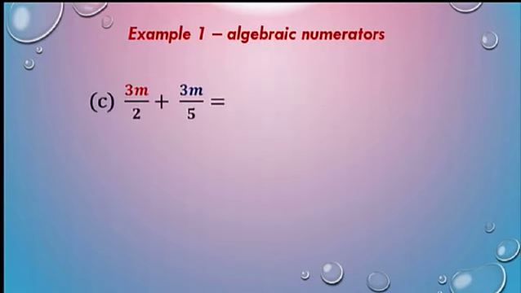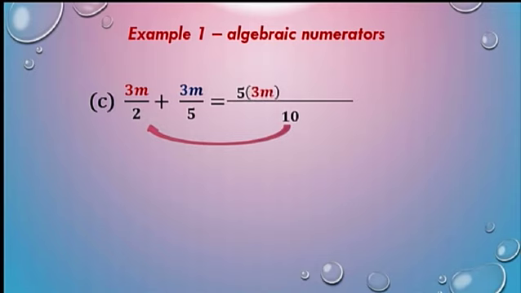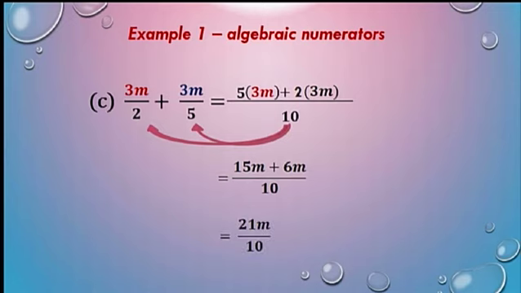Third example, concerning addition and subtraction of algebraic fractions with algebraic numerators. We take the LCM of 2 and 5. We divide 10 by 2, which is 5. We multiply it with the numerator of the first fraction. 10 divided by 5 is 2. We multiply it with the numerator of the second fraction, which is again 3m. So we have 15m plus 6m over 10, equal to 21m over 10.